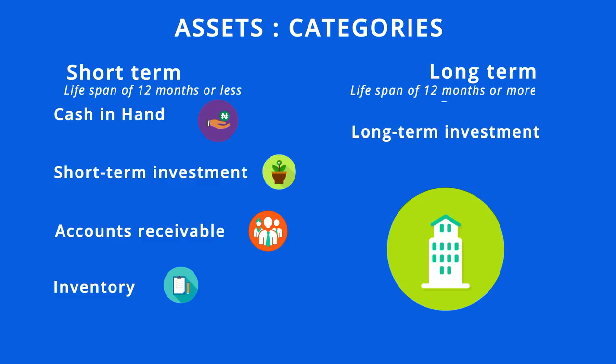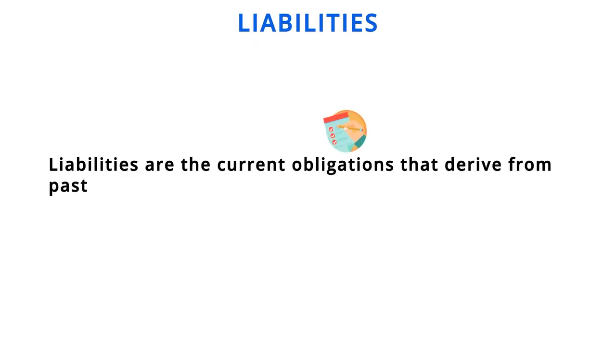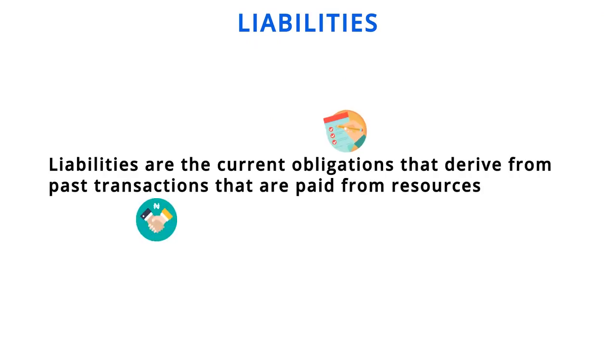Let's look at the next component of the balance sheet, referred to as liabilities. Liabilities are the current obligations that derive from past transactions that are paid from resources. Examples of liabilities include accounts payable, which means the amount you owe your suppliers for goods they have supplied you that you have not paid for.